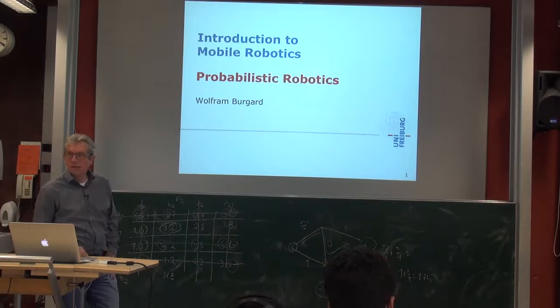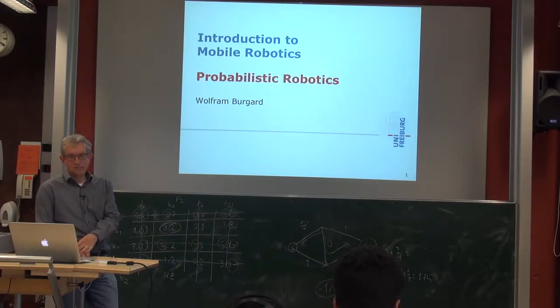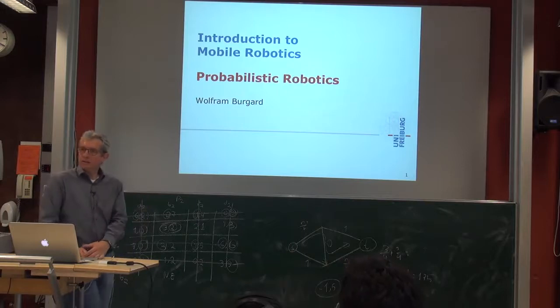And this is what we are going to discuss today, how we can actually deal with that. This is kind of the core chapter of this course. The goal will be, today and on Friday, to basically derive the basic underlying equation for perception and state estimation in robotics. This is actually what is called probabilistic robotics.